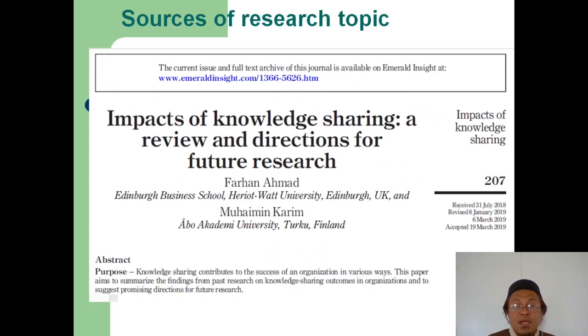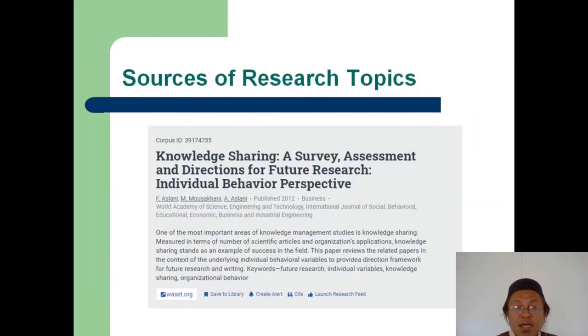This is another article composed by Farhan and Muhaimin. So look at the title, The Impacts of Knowledge Sharing, a Review and Direction for Future Research. So if you read the content, highlight what are the possible research topics that researchers can venture into. And this is another example, knowledge sharing, a survey, assessment, and direction for future research. So in some articles, the author had explicitly put the words future research. So such an article is a very good avenue for you to get a research topic.